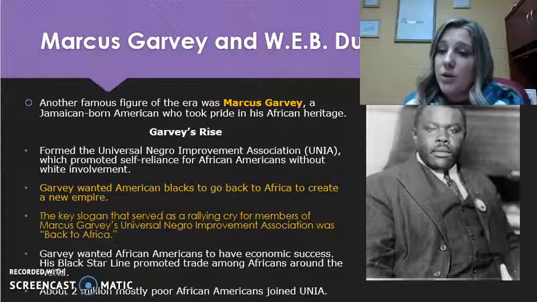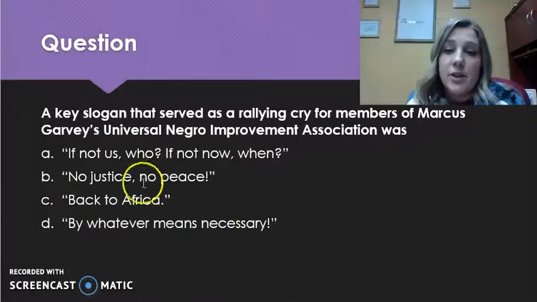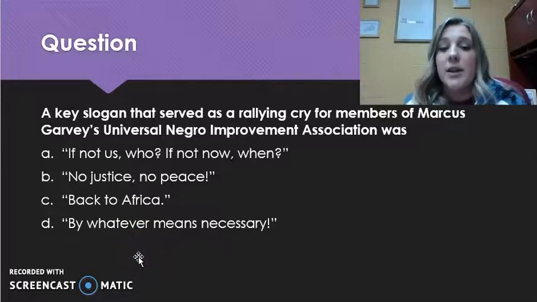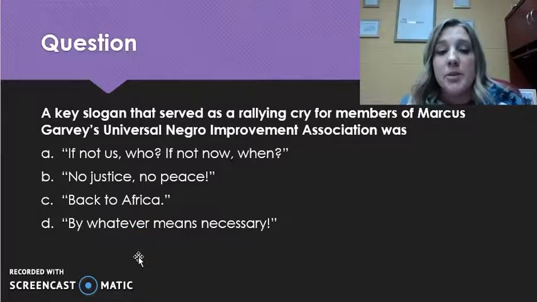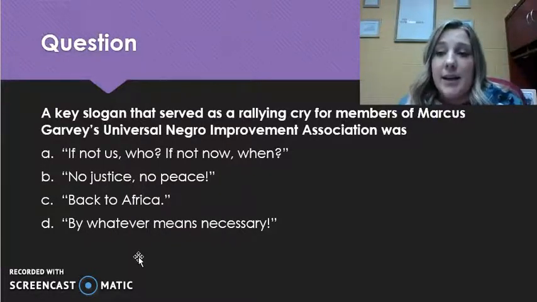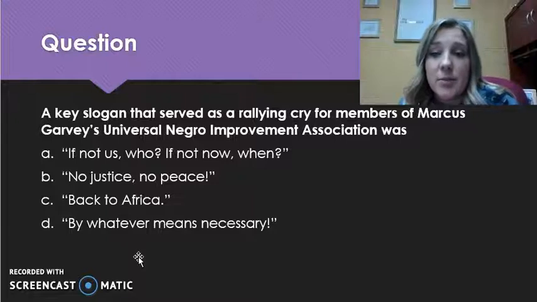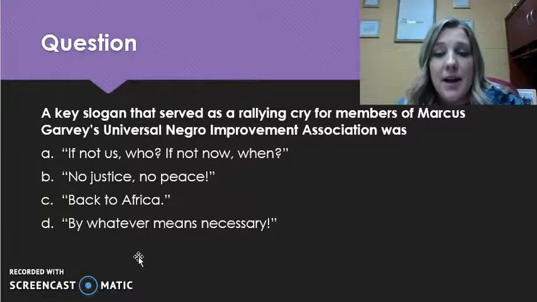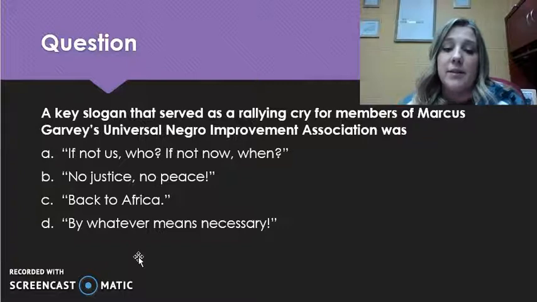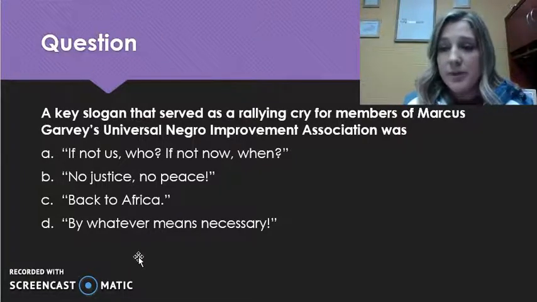So flip your notes over. On the back, I want you to write number 3. Your question here asks about the key slogan that served as a rally cry for members of Marcus Garvey's Universal Negro Improvement Association, the UNIA. A, if it's not us, who? If it's not now, when? B, no justice, no peace. C, back to Africa. Or D, by whatever means necessary. So on the back of your notes, write number 3, A, B, C, or D.